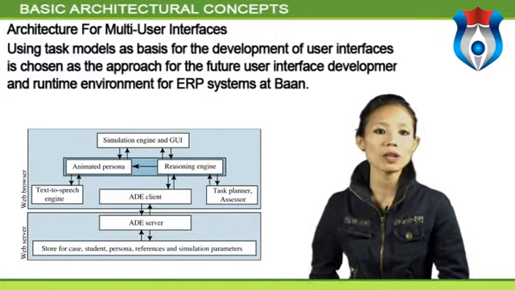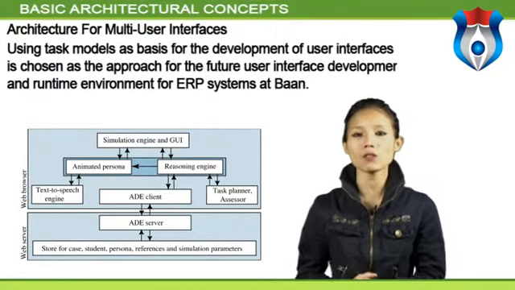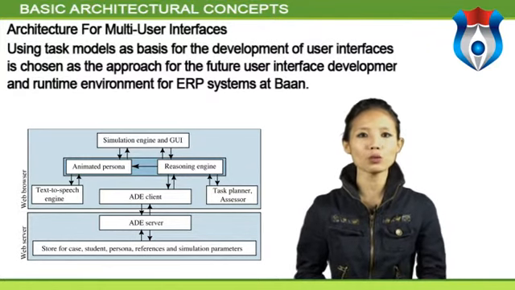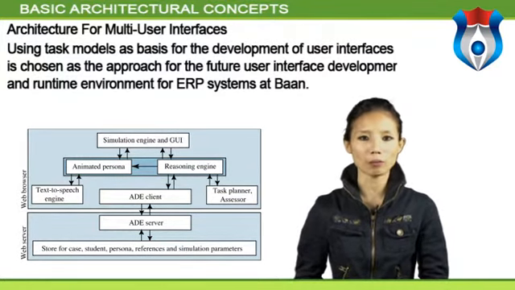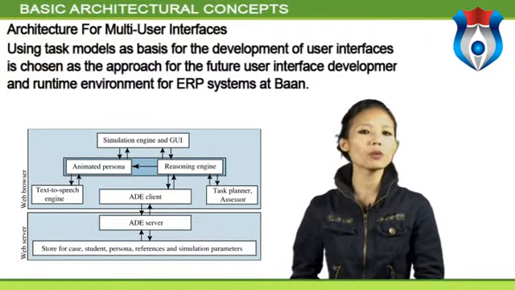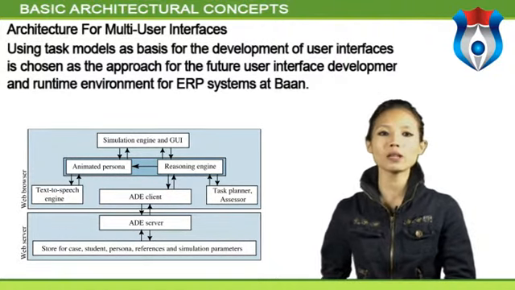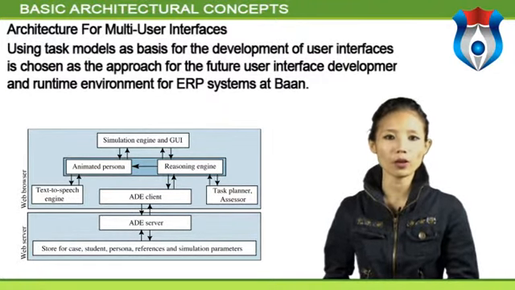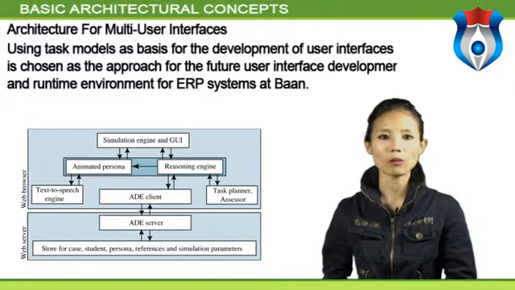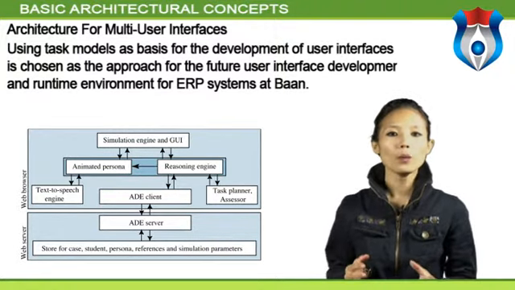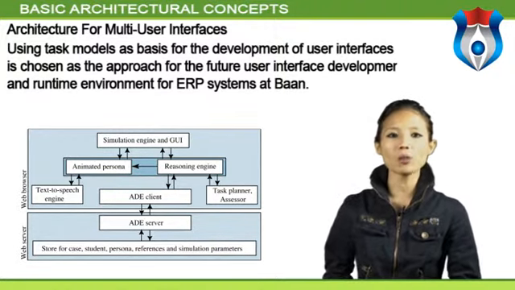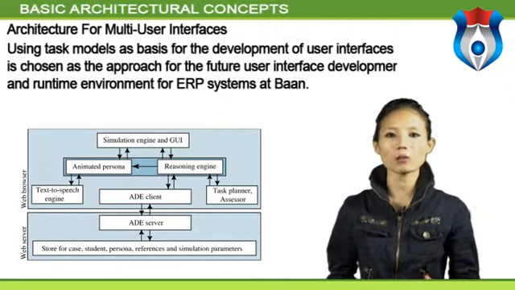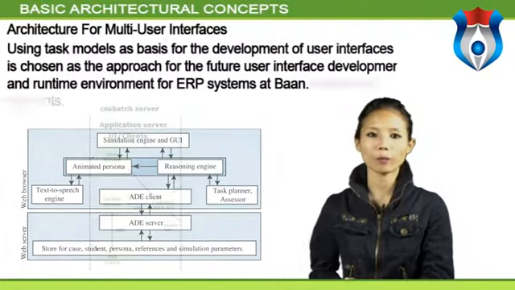Using a task model as the basis for the development of user interfaces is chosen as the approach for the future user interface development and runtime environment for the ERP system at Baan. Since communication via computer systems is and will always be an important part of daily life, we need to incorporate computer-supported cooperative work (CSCW) features into this environment. We discussed the architecture for the task modeling environment and the implications of incorporating CSCW characteristics for this architecture.